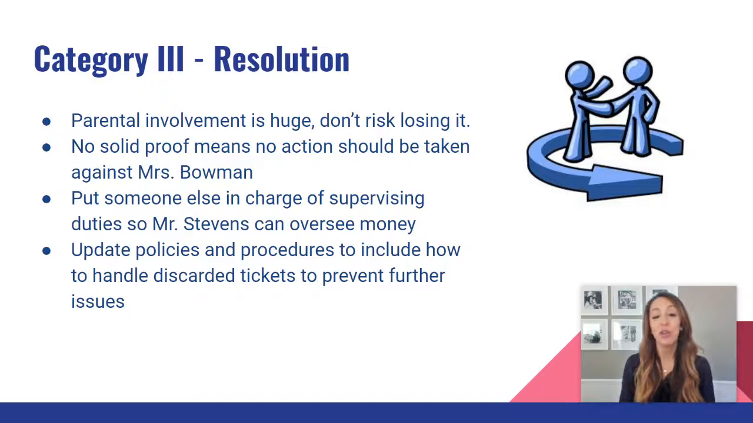There's also no solid proof. That means no action should be taken against Mrs. Bowman. I think we're operating under the guise here that we're suspicious of Mrs. Bowman because she was already upset with Mr. Stevens about not wanting the school to fund her daughter's cheer trip. And so I think that puts the suspicion on Mrs. Bowman, but we have zero proof at this point. All we have is kind of a weird situation going on here. So I think we need to be careful before we take any actions without proof.